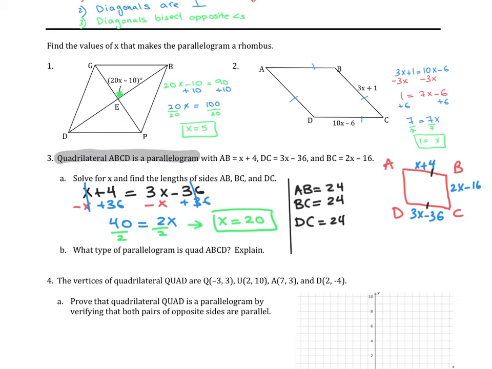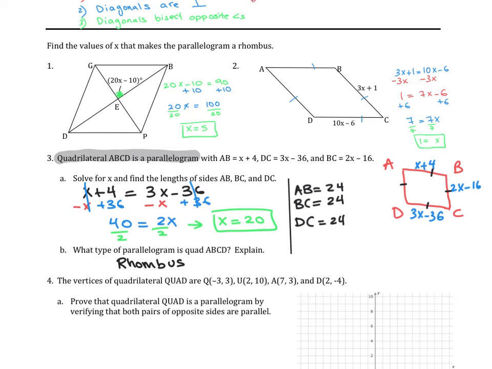So what type of parallelogram is this quadrilateral ABCD? It's a special kind of parallelogram because the consecutive sides are also congruent. So AB is equal to BC is equal to CD. That means that all the sides are going to be congruent. So in this case, this is a rhombus.